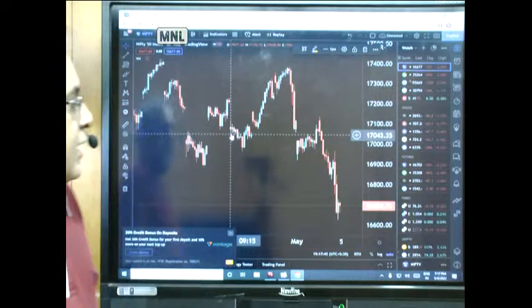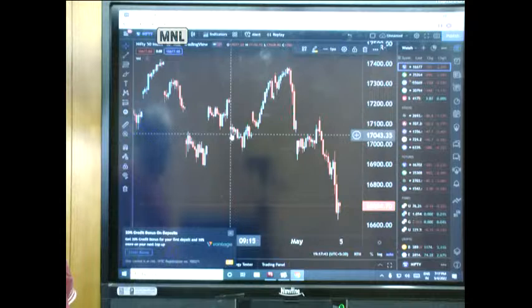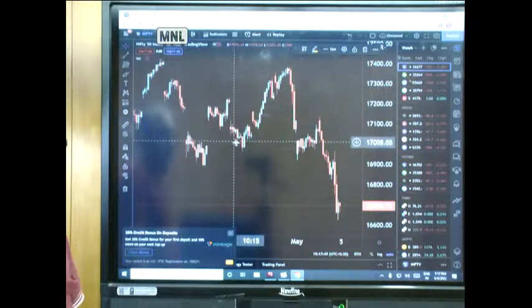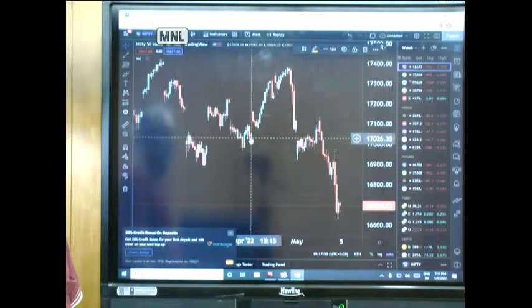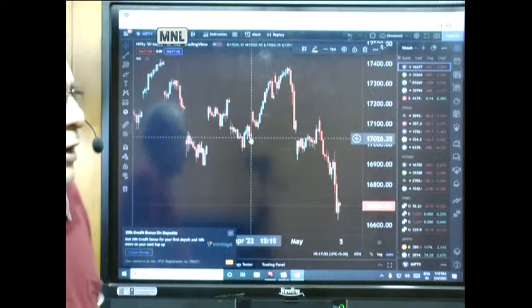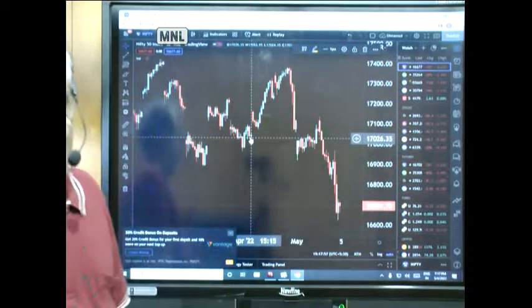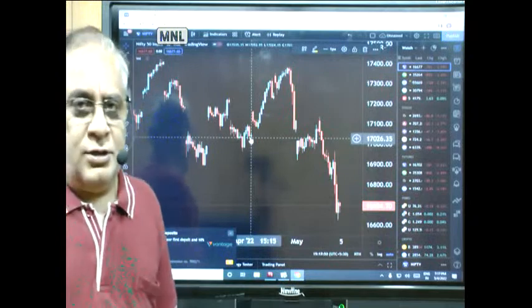Now if you see, that day it broke down, and probably it went down to some extent, but then it also came back and closed almost at break even for us on that day. So we would not have made money in this, but there is a money management strategy.